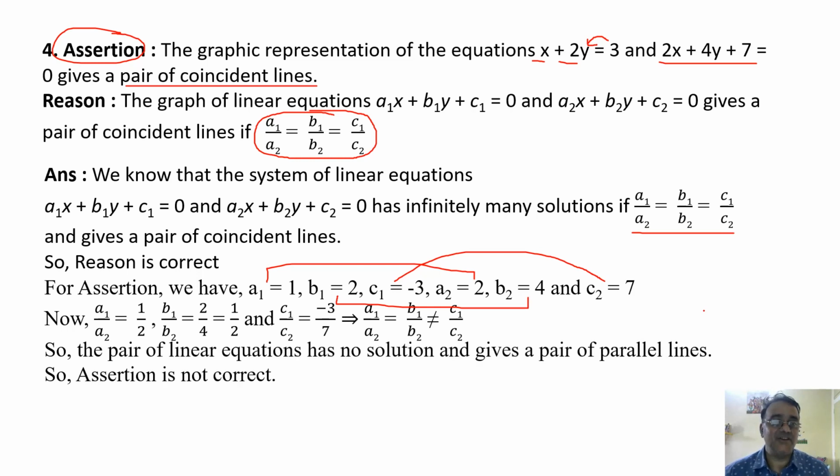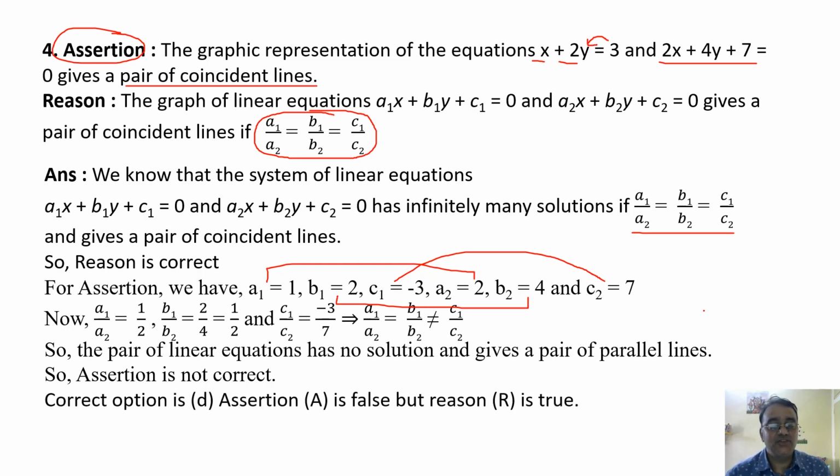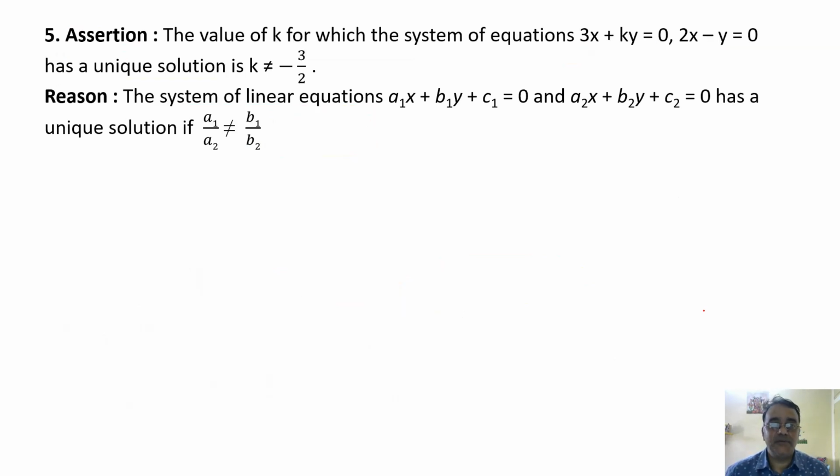So the assertion is not correct, and the correct option is D, the last one. Assertion is false but reason is true. Any doubt in this question? No, sir. Okay, now we'll move towards question number 5.